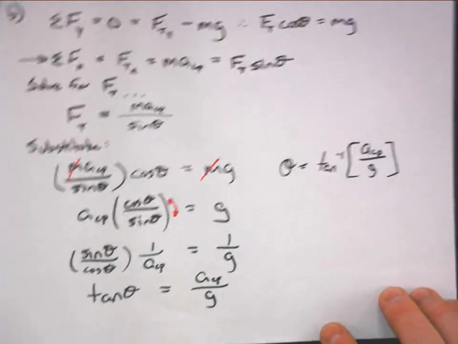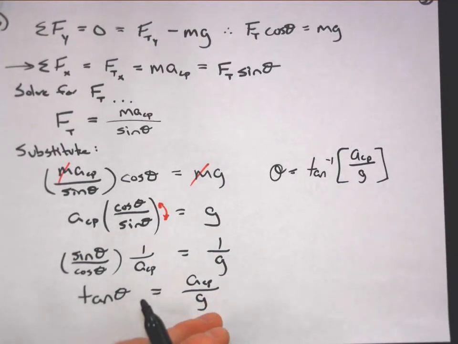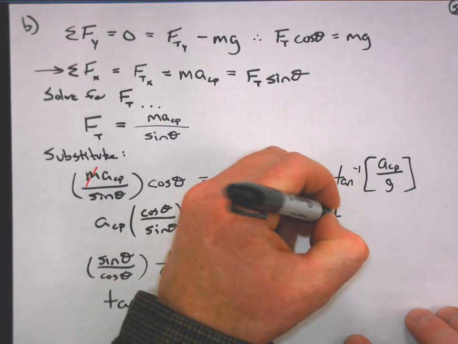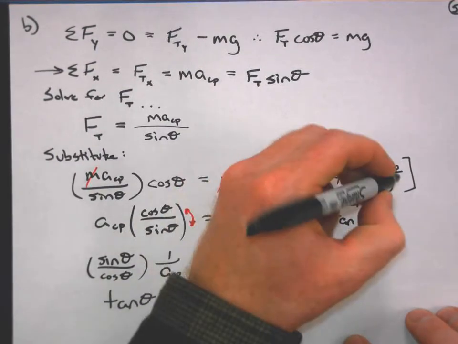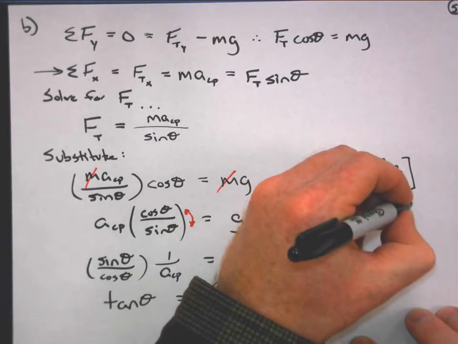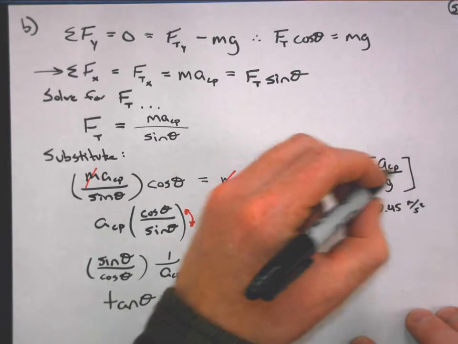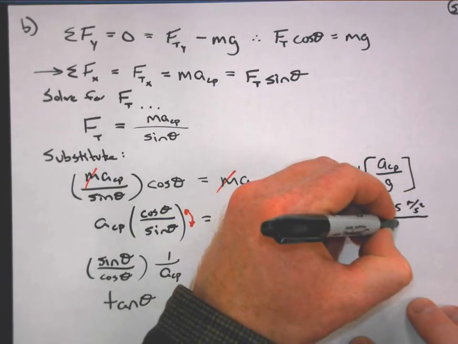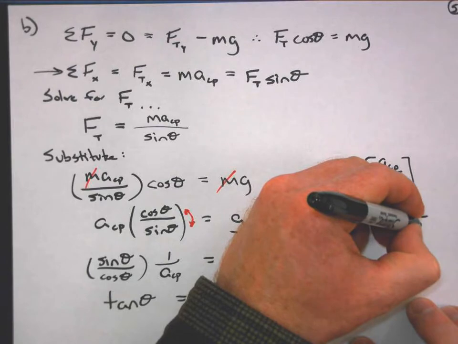Right? So now I just have to plug in some numbers. And my centripetal acceleration was 10.45 meters per second squared. Keep track of your units, people, please. And g is 9.81 meters per second squared.